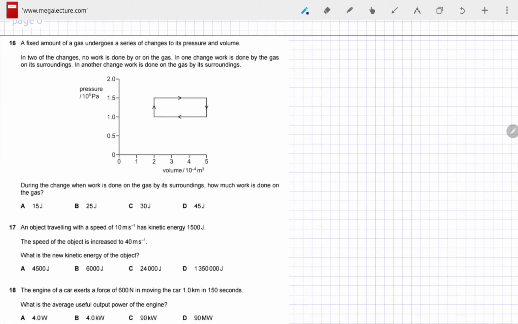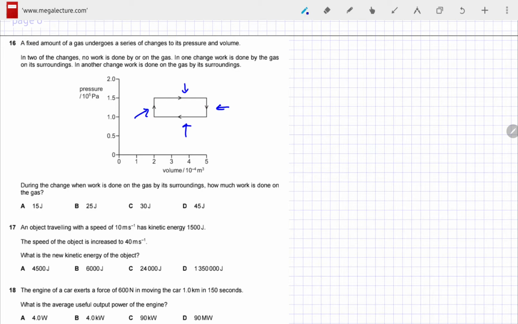Question number 16, a fixed amount of gas undergoes a series of changes to its pressure and volume, and you can see that these changes are represented in the PV diagram over here. Now we know that in two of the changes no work is done by or on the gas. In one of the changes, work is done by the gas on its surroundings, and in another, work is done on the gas by its surroundings. So we are asked that during the change when work is done on the gas by its surroundings, how much work is done on the gas? Looking at this diagram, we see that there are four changes. So you have this one, you have this one, and you have these two.